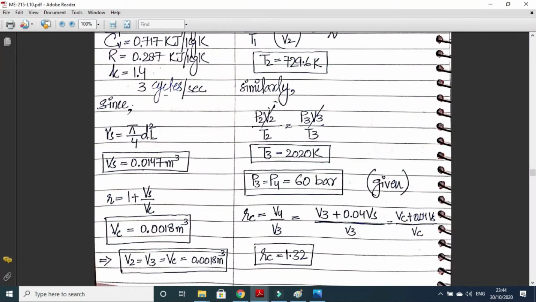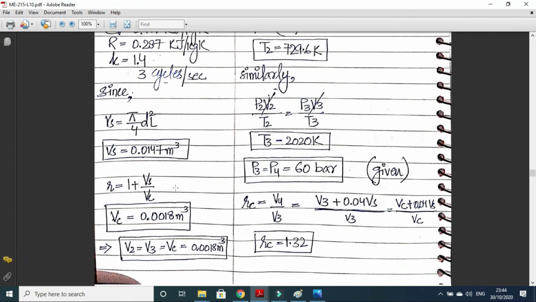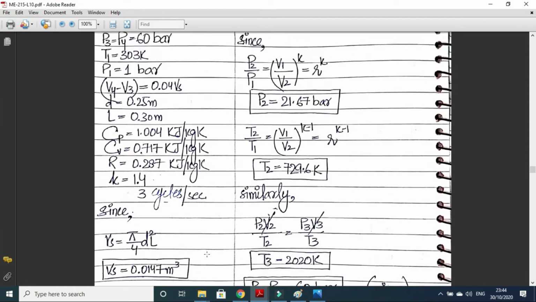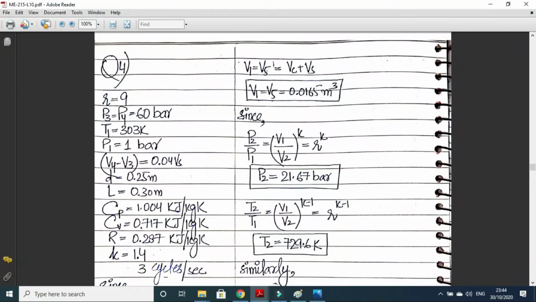Since stroke is given, bore is given, we can calculate the swept volume by using this formula, pi by 4 d square into L. Swept volume is known, clearance volume is known. We can calculate the compression ratio with this formula, 1 plus Vs upon Vc. V2 is equal to V3 is equal to Vc. This thing you already know. V1 is equal to V5 is equal to Vc plus Vs. Swept volume plus clearance volume is the total volume, which is equal to V1 is equal to V5.